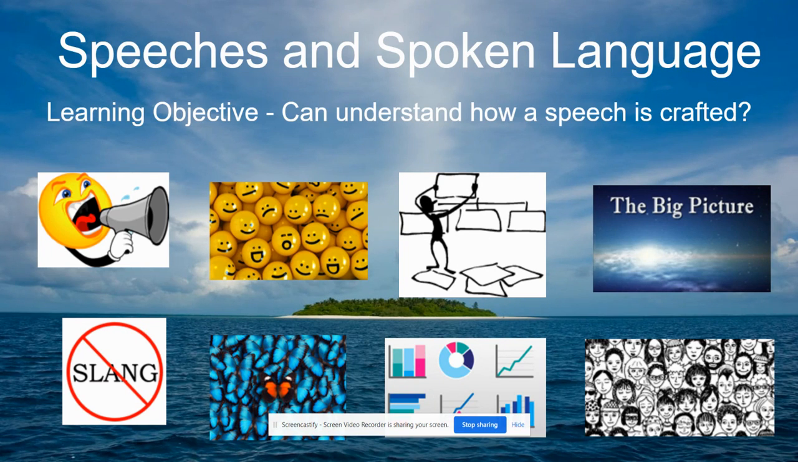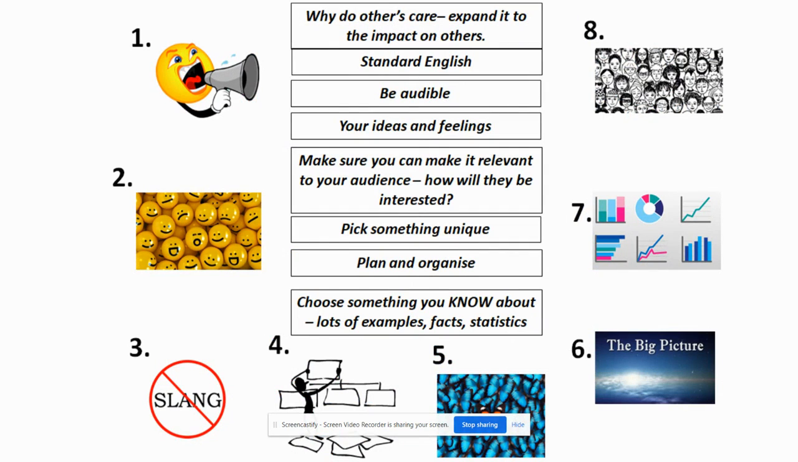But the pictures that I've put on there are quite important. They're the criteria essentially. So if I run through these one at a time so that I can explain them to you, these are the things you need to make sure you're including as a bare minimum. So number one is be audible. So you need to be heard.